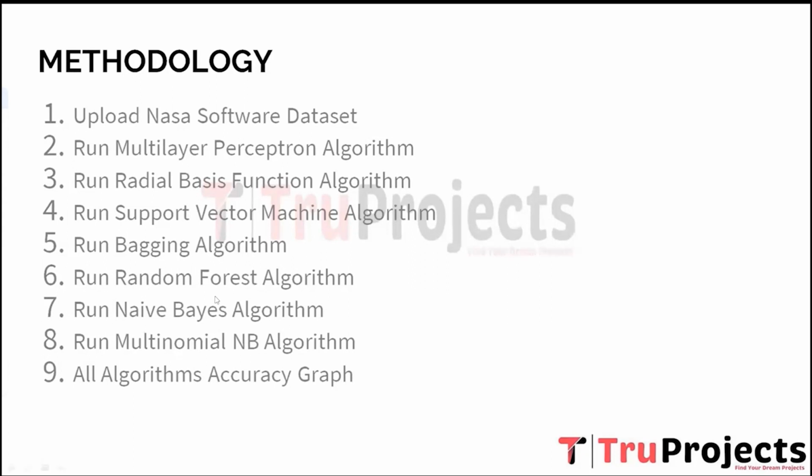Sixth, run the random forest algorithm. The random forest algorithm is another ensemble approach that builds a collection of decision trees. Each tree is trained on a different subset of the data and their predictions are combined to make a final prediction. Seventh, run the naive Bayes algorithm.